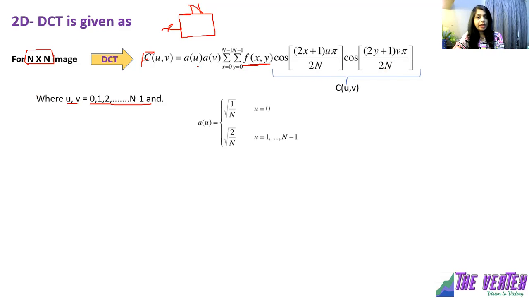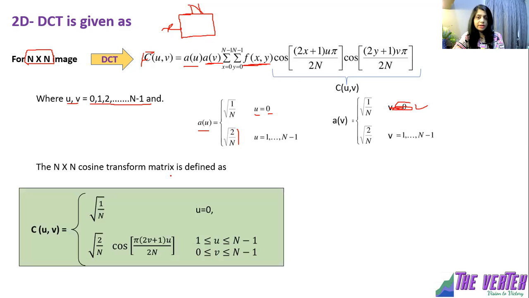Now what is a(u)? a(u) is root of 1 by n if the value of u is equal to 0, and it is root of 2 by n for u equal to 1 to n minus 1. That means for u not equal to 0, you have to use this value. Now what is a(v)? a(v) is again root of 1 by n for v equal to 0 and root of 2 by n for v from 1 to n minus 1.